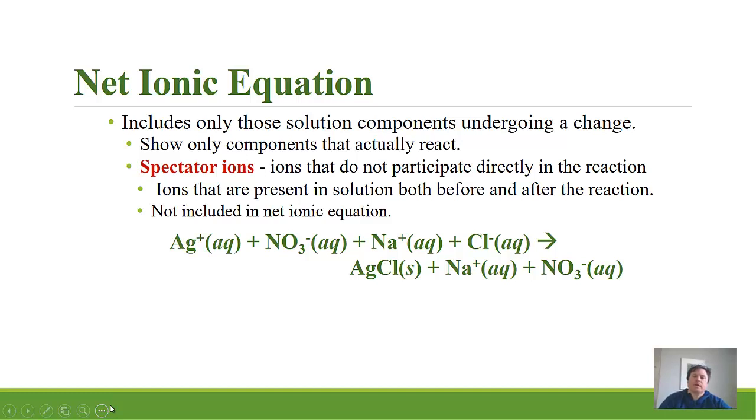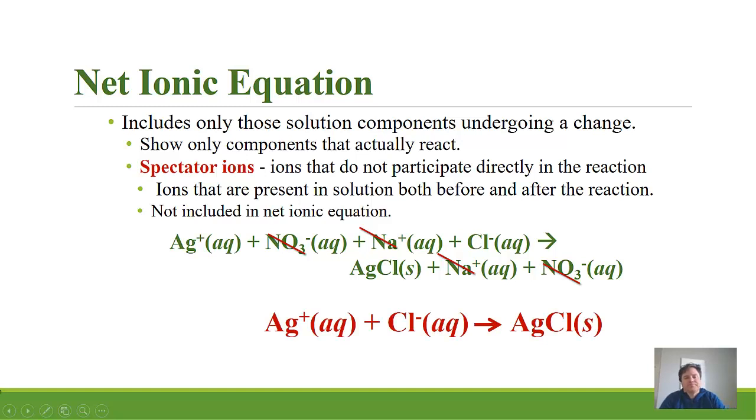So if we take our complete ionic that we did, we start looking for things that are the same on both reactants and products. So first one, we can see there's nitrate, we get rid of that, and then we see sodium. Since they're the same on both sides, we can get rid of them, and then to write the net ionic equation, it just includes what's left, what actually changes. So what do we have? We have Ag+ aqueous plus Cl- aqueous to give us silver chloride. So that's our net ionic equation.